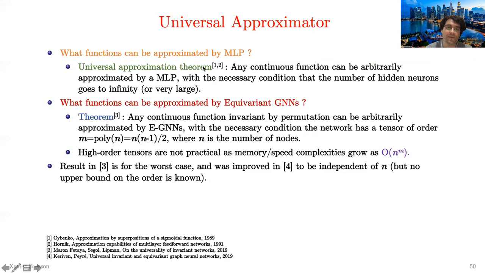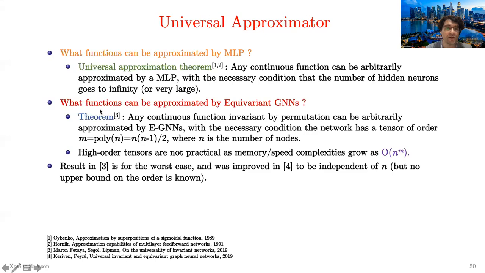Any continuous function can be arbitrarily approximated by an MLP under the necessary condition that the number of hidden neurons goes to infinity, or at least is very, very large. Okay, so it's good. It means that you can approximate basically any complex function.